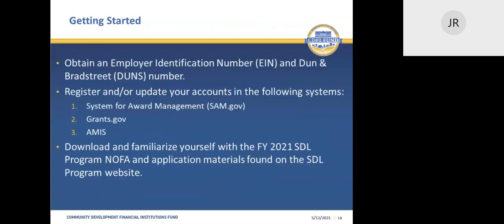Thank you, Tanya. I'll be presenting information on the 3 systems that are involved in submitting your small dollar loan application for fiscal year 2021, namely SAM.gov, Grants.gov, and AMIS. In order to apply for a fiscal year 2021 SDL program award, applicants must have a valid DUNS and EIN number. Therefore, it is recommended that applicants allow sufficient time to obtain this information.